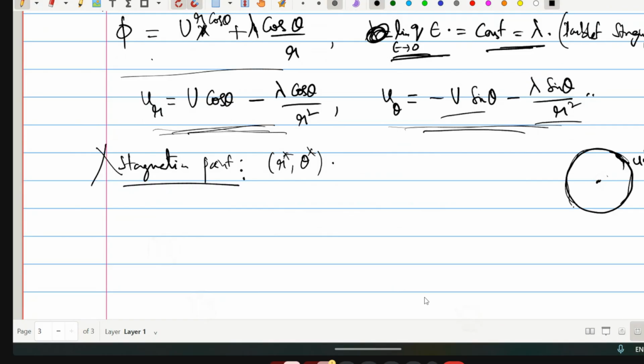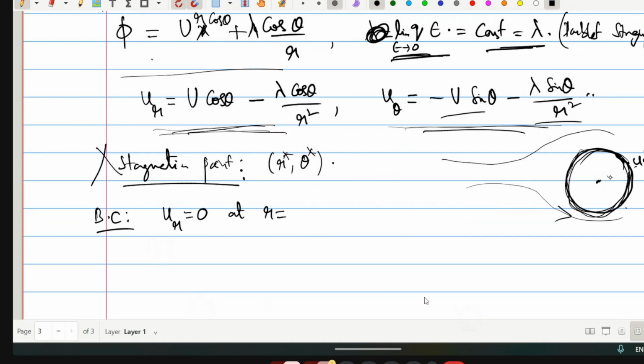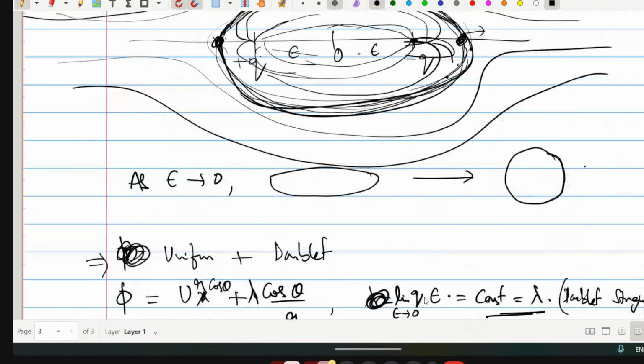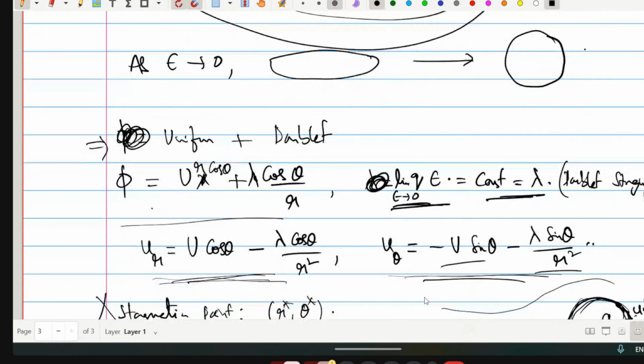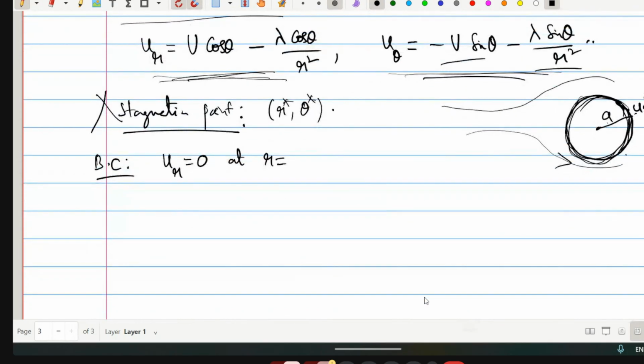The motivation is to look for the flow past this circular cylinder. That is why I have a boundary condition. This is your boundary condition, that is what you want to satisfy. That is your u r equal to 0 at r equal to a. Let us say the cylinder, the doublet becomes this circle, a circle of radius a. So at r equal to a you want this boundary condition to be satisfied.